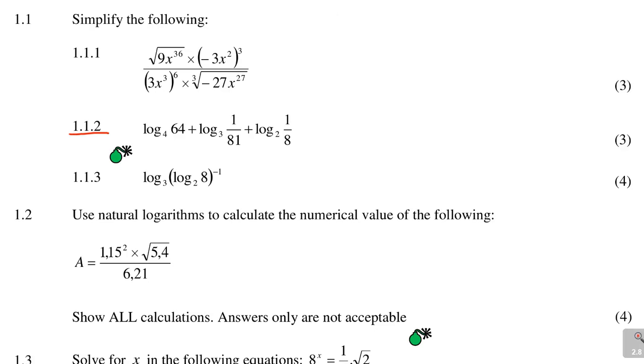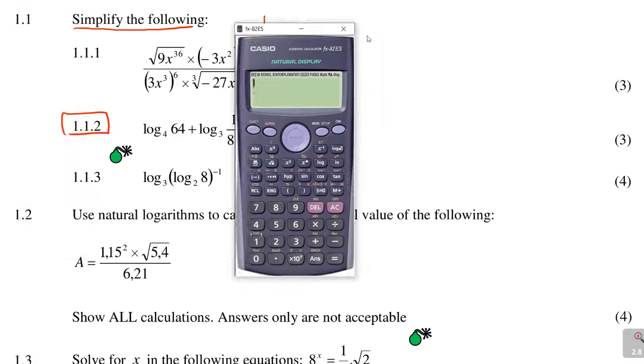Let's look at 1.1.2. It says log in base 4 of 64 plus log in base 3 of 1 over 81 plus log in base 2 of 1 over 8. It is 3 marks, and they say I need to simplify. Again, let me just work this out here. Guys, don't be in a hurry to try to solve this, especially since it's 3 marks. Some students will prefer to do this. Let me show you what they will be tempted to do.